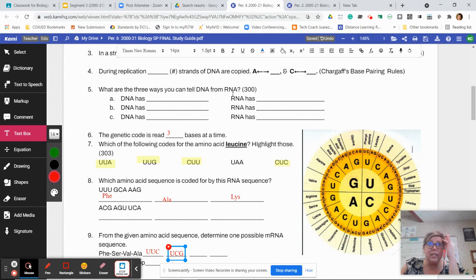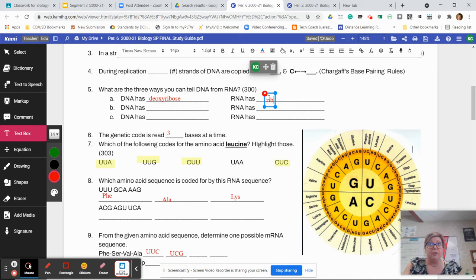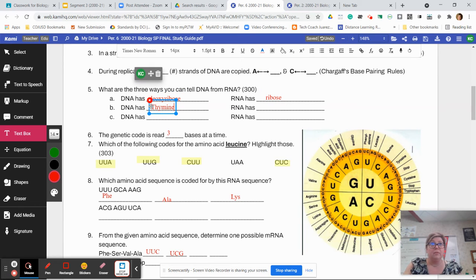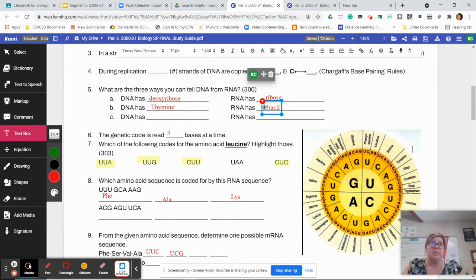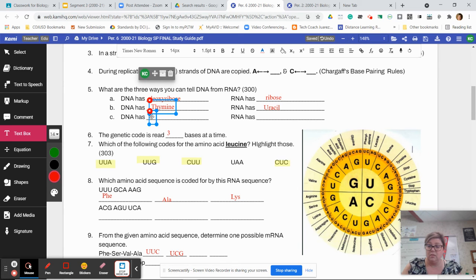Basically, how do we tell DNA from RNA? DNA is going to use deoxyribose. RNA is going to use ribose as the sugar. DNA has thymine. RNA has uracil. DNA has 2 strands. RNA is single-stranded.